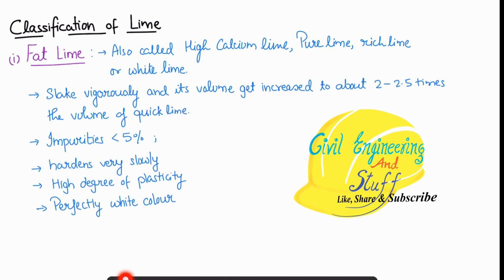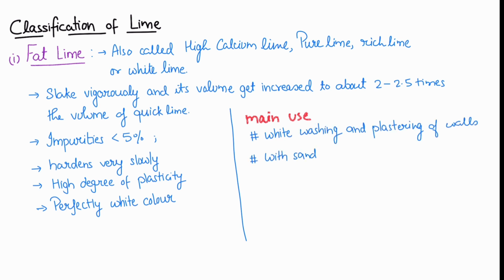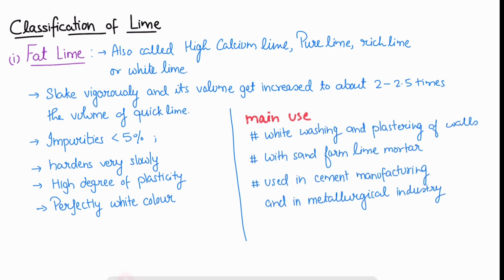to 2 to 2.5 times the volume of the quick lime. Being extremely pure, its impurities are very less, less than 5%. It has very slow hardening properties and a high degree of plasticity. It is identified by its pure white color because it is the purest form of lime. Now, where is this lime used? This is used in whitewashing and plastering. It is used to form mortar by mixing it with sand. It is used for cement manufacturing and in metallurgical industries.